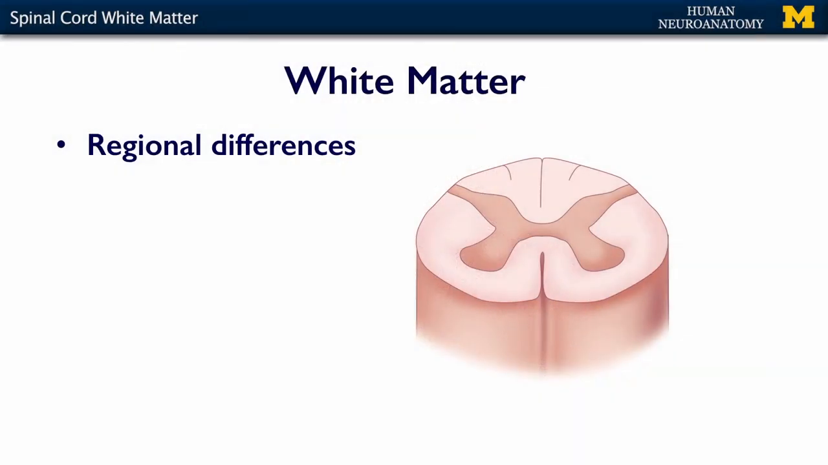There are going to be regional differences. Obviously, the fibers that are going to innervate your upper arm are not going to be seen in the lumbar portion of the cord. But for the most part, most of your tracts are going to be present at most levels of the cord. But there are some regional differences.